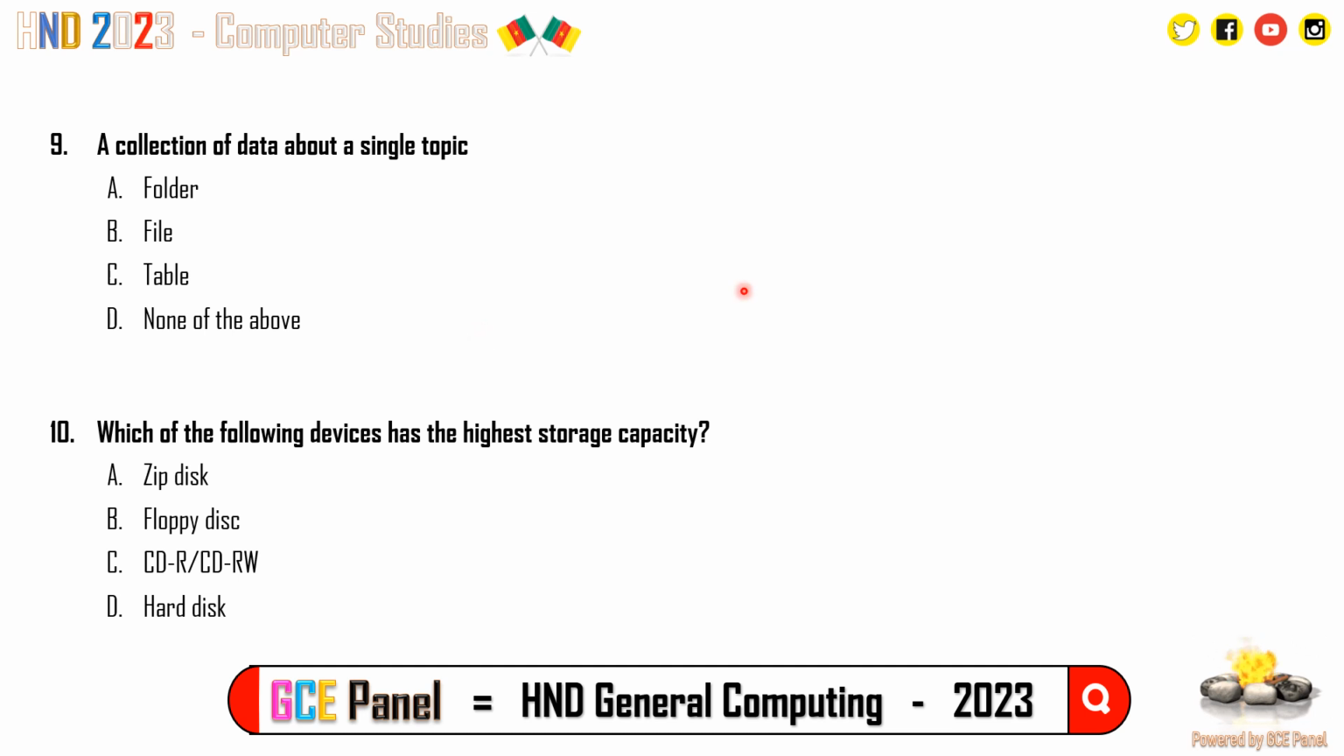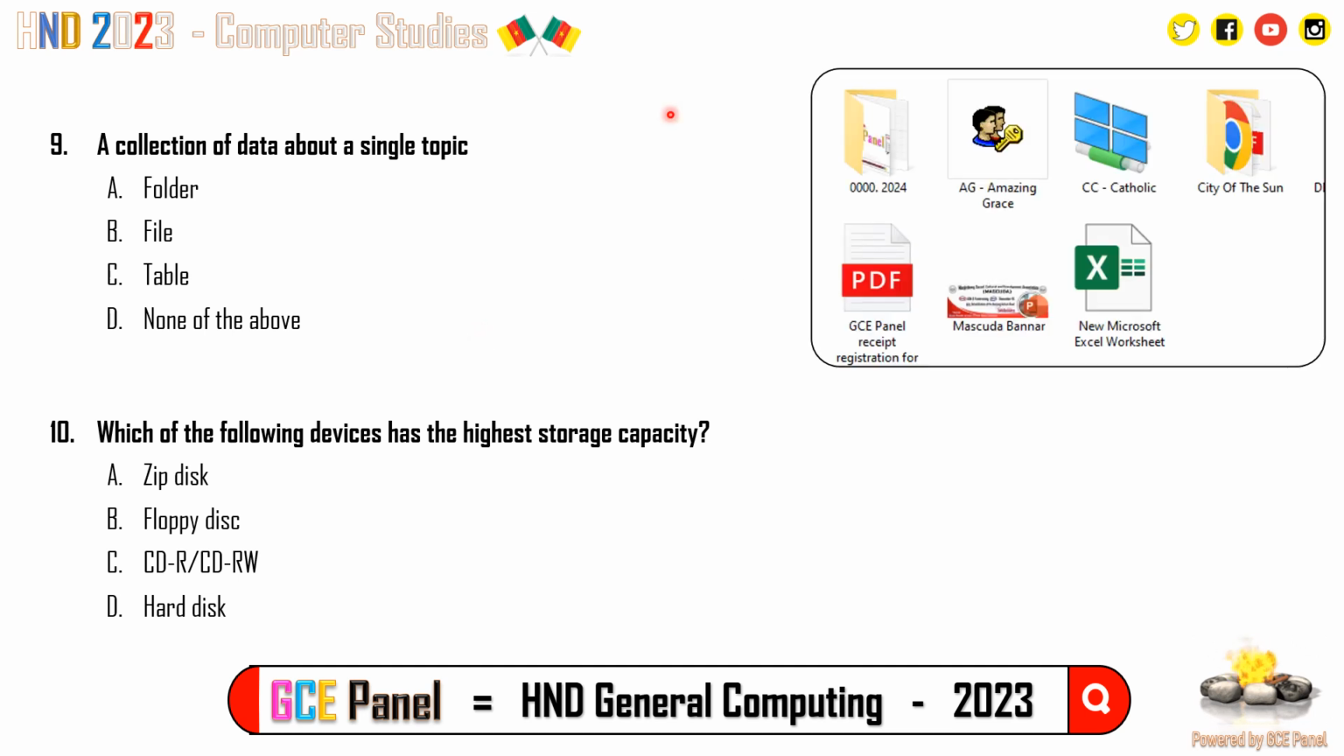So the key here is a file. If you look at this extract from the desktop on screen here, you will see that we have this folder. This is a folder. This is a folder. This is a folder. These are folders, and these are files. We have an Excel file here, a PowerPoint file, and a PDF file. These are files.